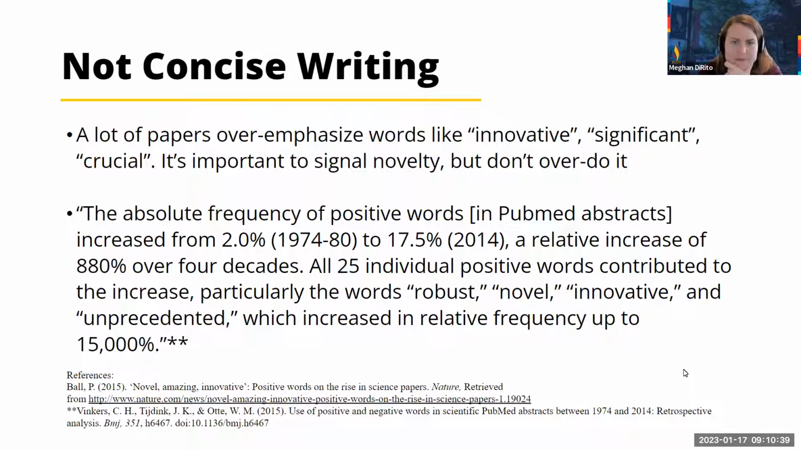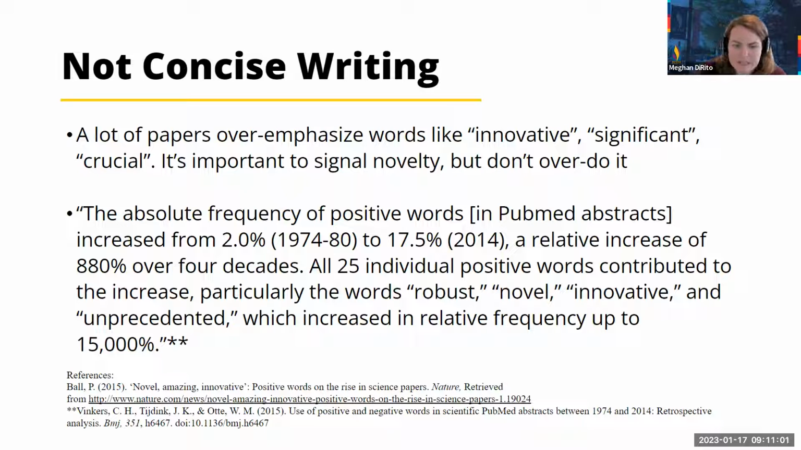Here are some examples that were taken from research about not concise writing. There have been papers recently that are overemphasizing words such as innovative, significant, and crucial. While it's important to signal novelty, don't overdo it. And this is my favorite reference.